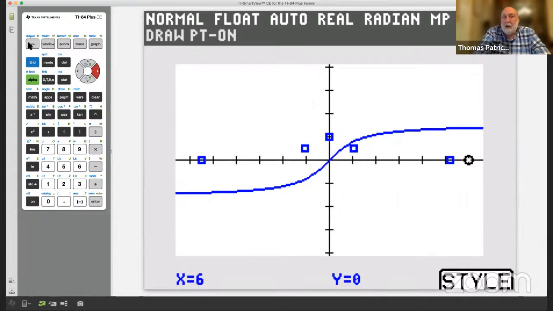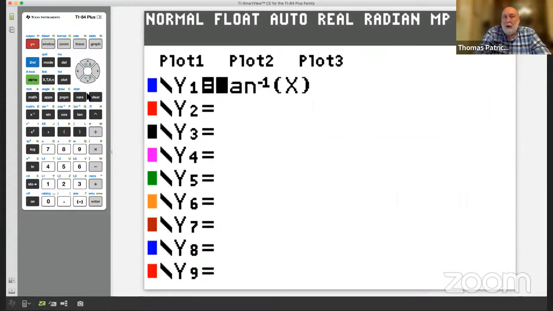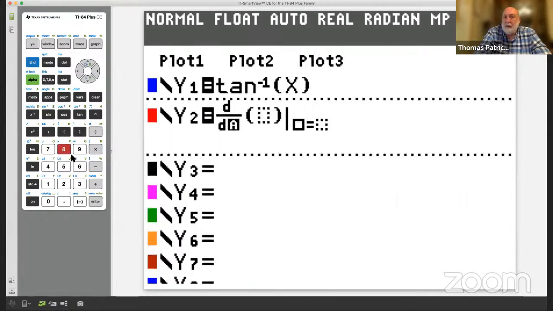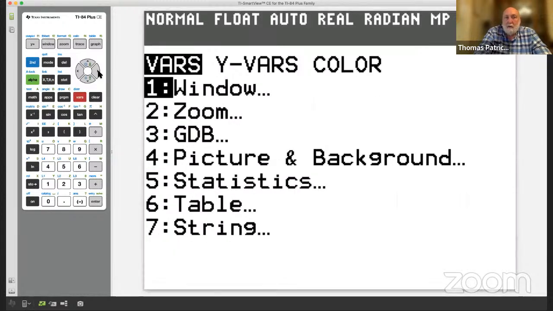So let's see how good a job we did. I'm going to go back to y equals, and I'll go to the math menu. Let's do number 8, which is the numerical derivative. We'll take the derivative with respect to x of our y1.